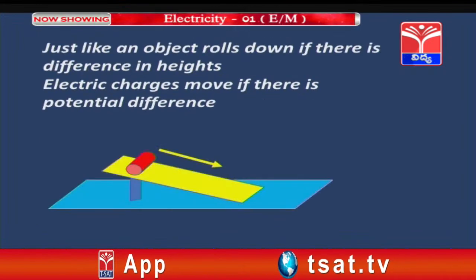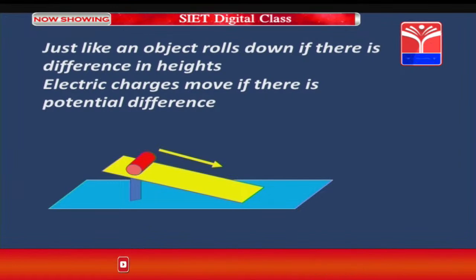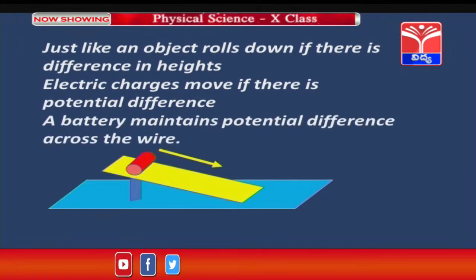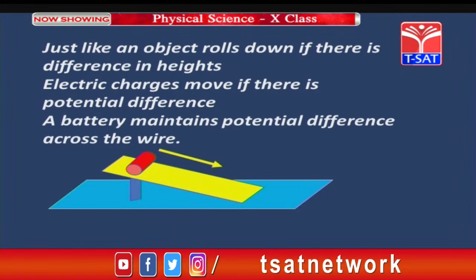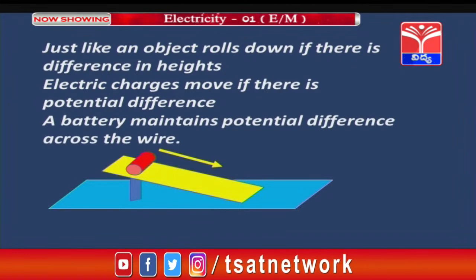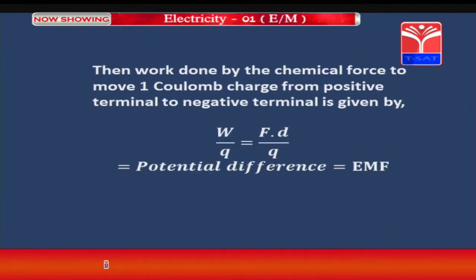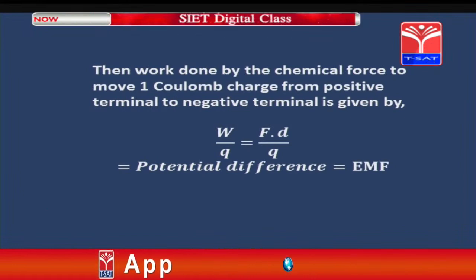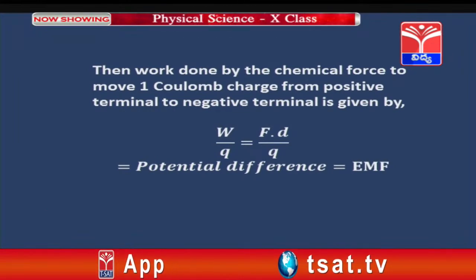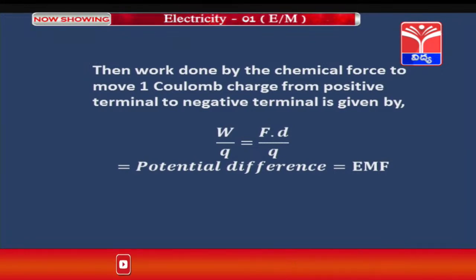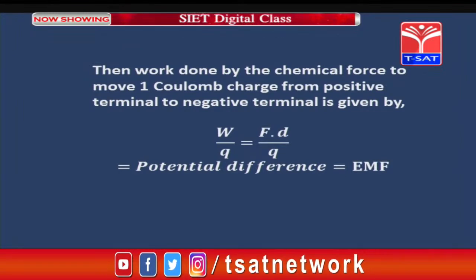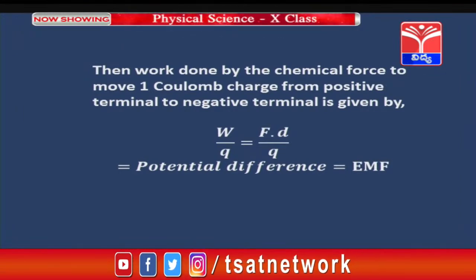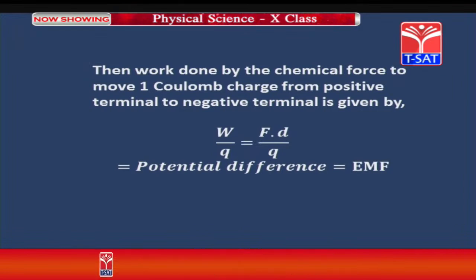Just like objects roll down if there is a difference in heights, electric charges move if there is potential difference, and batteries maintain potential difference across the wires. The work done by the chemical force to move 1 coulomb charge from positive terminal to negative terminal is given by W by Q is equal to force times distance by Q. This is called potential difference, which is also called EMF.